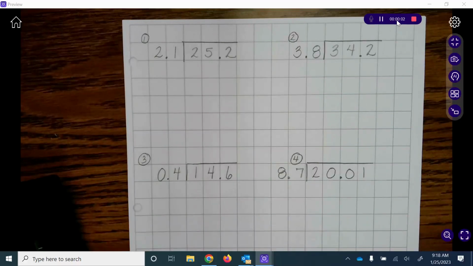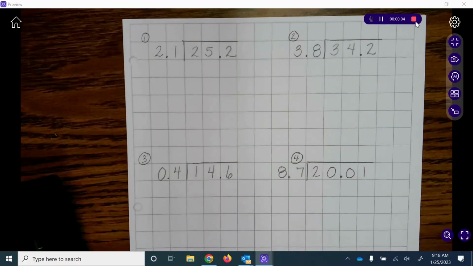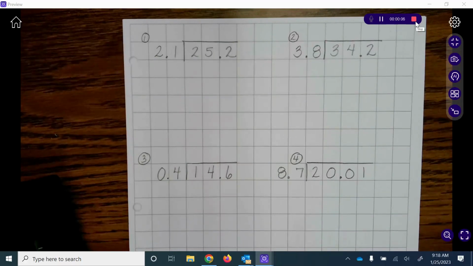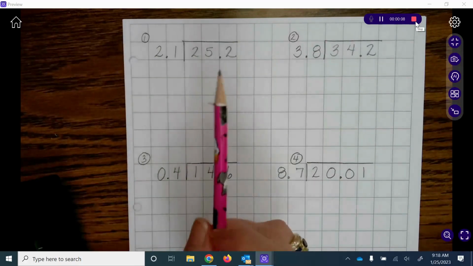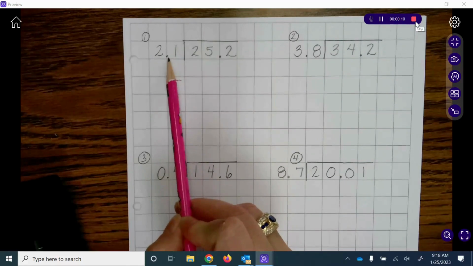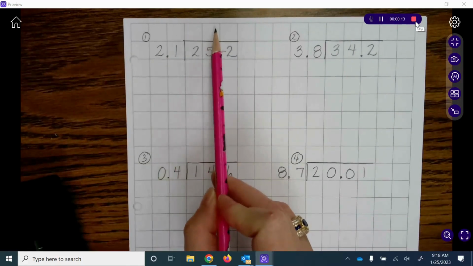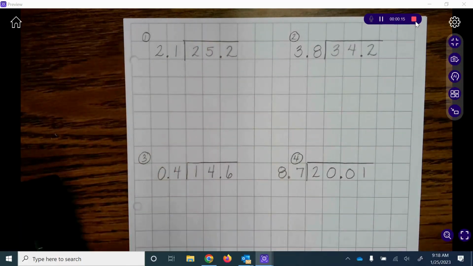Good day, math students. We are going to be reviewing dividing with decimals in the divisor, dividend, and quotient. Let's begin with question number 1.